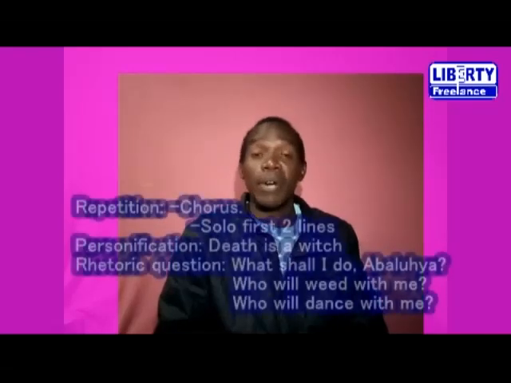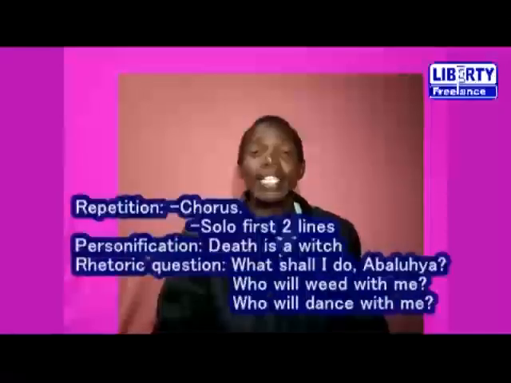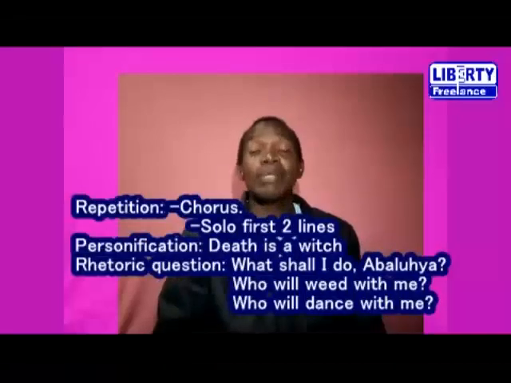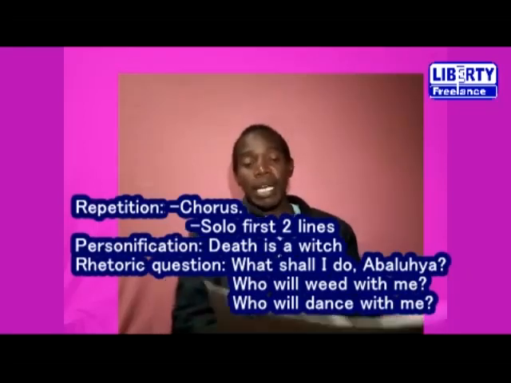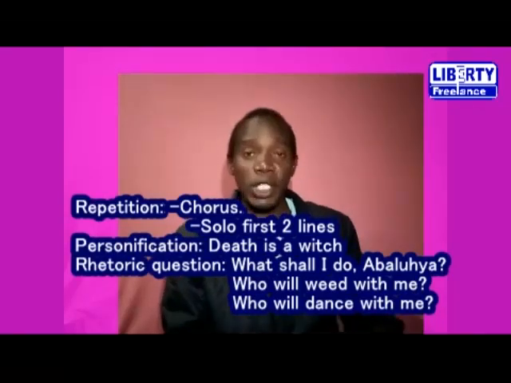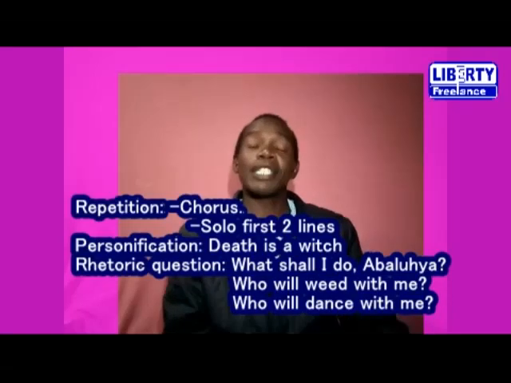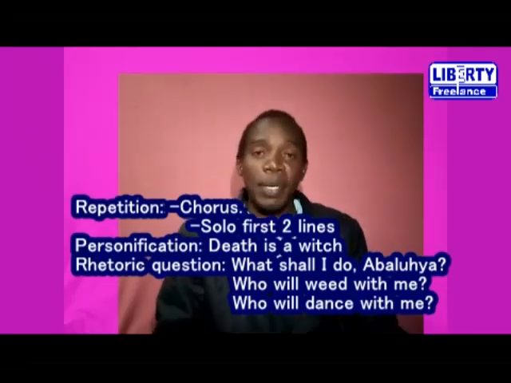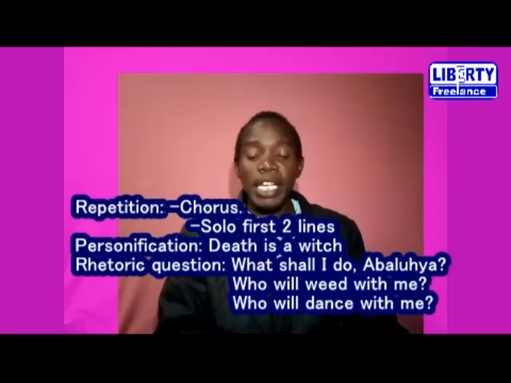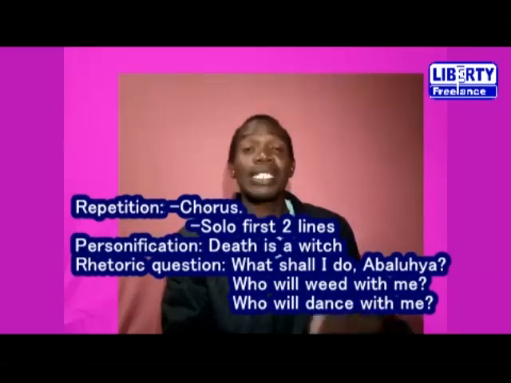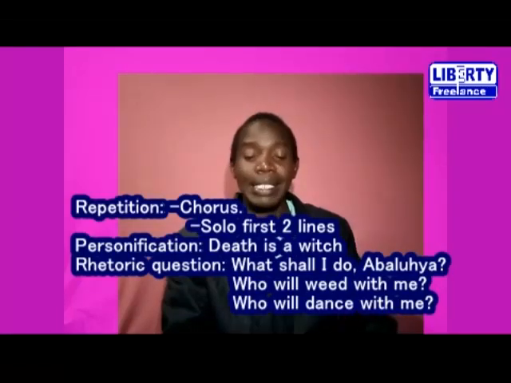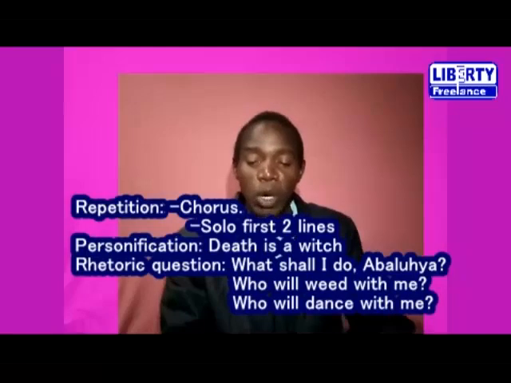Question number F. Identify and illustrate two poetic devices used in the poem. We have many poetic devices, but in this poem we have repetition, as in the chorus, and that one is a poetic device. It generates rhythm. When we repeat the same words successively, we generate rhythm. And then also we have personification as a poetic device. Death has been given the attributes of a human being, that death is a witch. So that one is personification. Now, giving illustrations, personification is contained in the second line of the chorus. It says death is a witch. Rhetorical question, what shall I do?